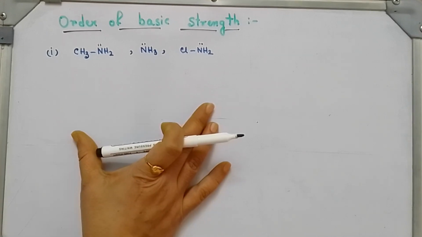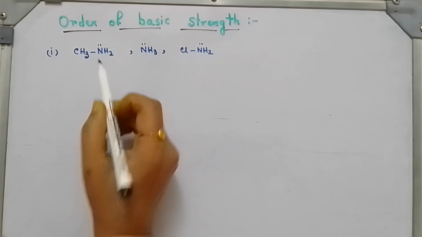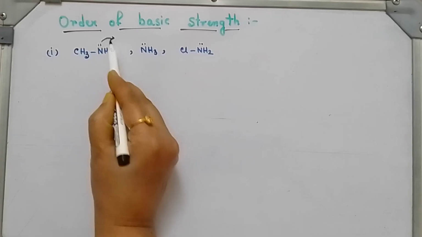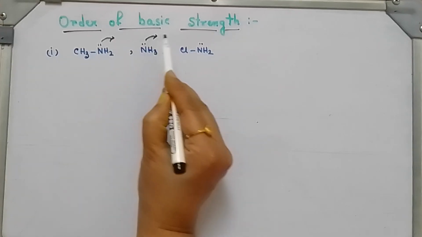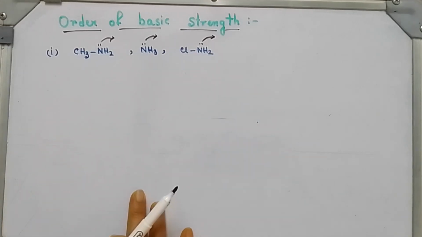Remember, in any compound, the lone pair donating tendency or ability of the atom is called basic strength. So this lone pair can be donated, this lone pair can be donated, this lone pair also can be donated. So these are basic in nature. Now what is the order of basic strength?